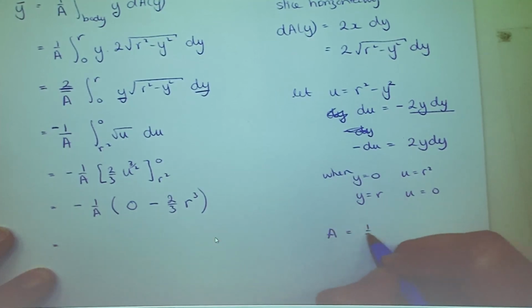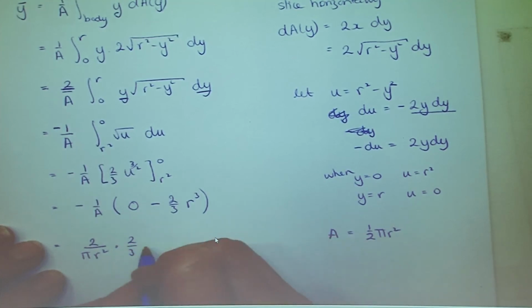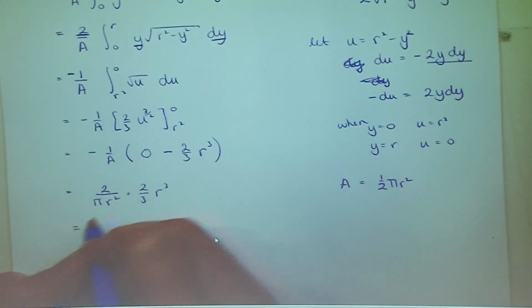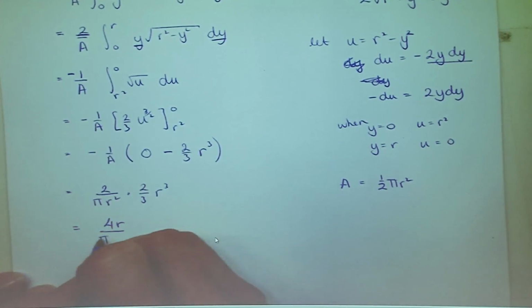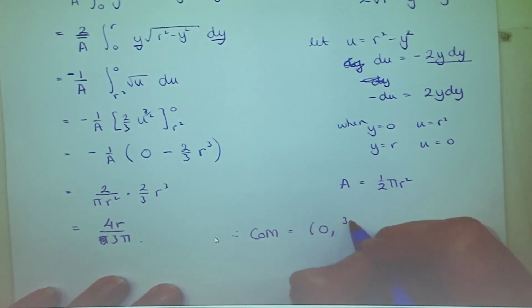Now the minus and the minus will cancel each other out. The area here is going to be a half pi r squared, the area of the whole half circle. The area of a circle is just pi r squared, so we want half of that. And we want it on the bottom line, so we've got a 2 and a pi r squared on the bottom. We've got 2/3 r cubed. Let's just write that a bit nicer. Sorry, 4r over 3 pi.